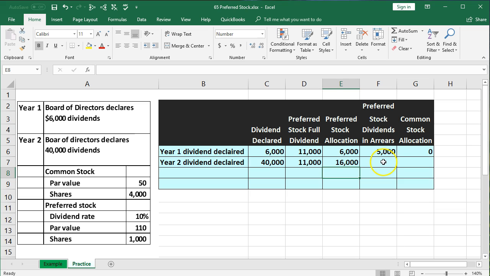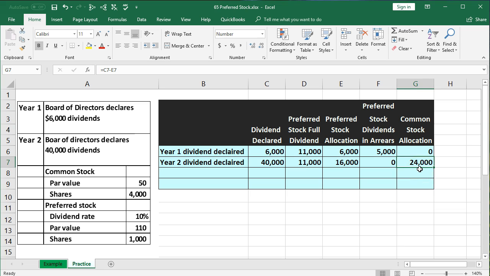Enter, 16,000. So the preferred stock dividend in arrears is now paid off, this 5,000. This goes down to 0 because now it's been paid off. So once again, they're going to get the 16,000, which is the 11,000 for this year plus what was not paid last year, the 5,000, meaning nothing now is owed. And the common stockholders are going to get the difference of what was declared, 40, minus what the preferred dividends got. So this equals the 40 minus the 16. And now the common stockholders are starting to make a lot more money.